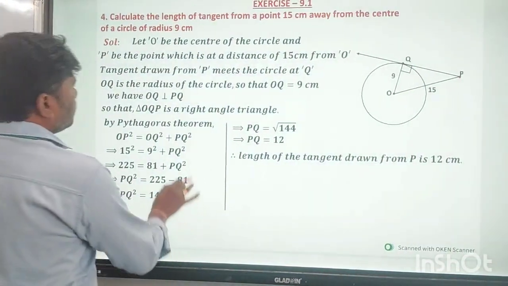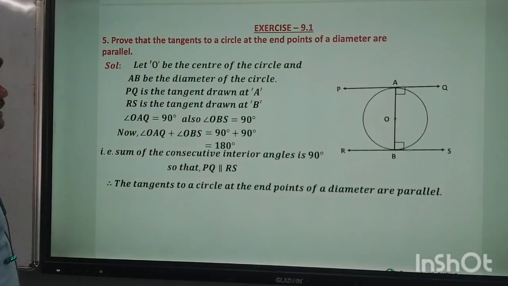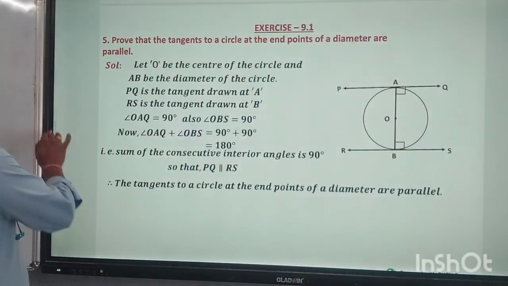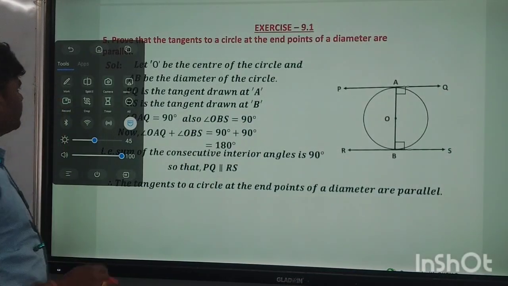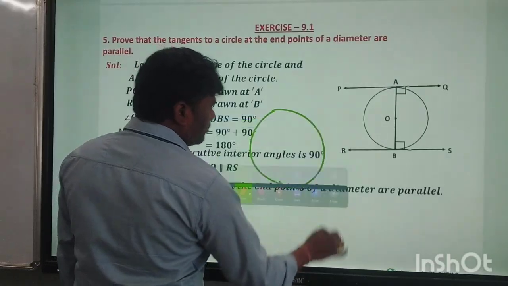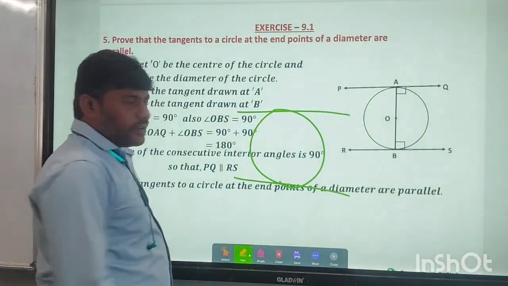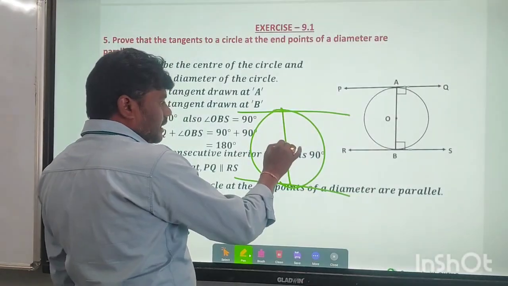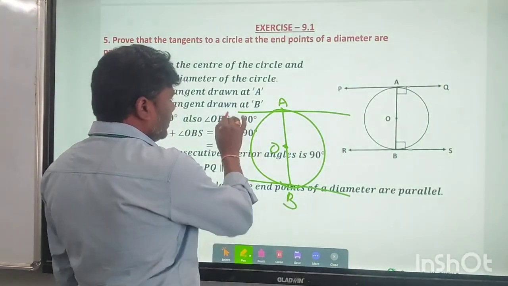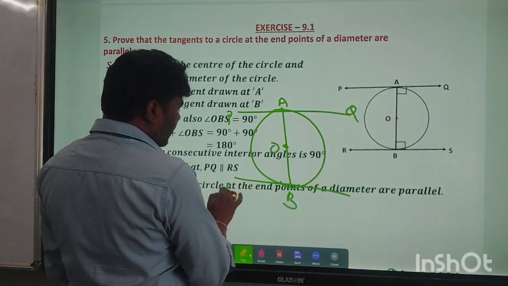Next question. Prove that the tangents to a circle at the end points of a diameter are parallel. Say, this is one circle. I am taking one tangent here and one tangent here. This is the diameter. This is center O, here A and here B. This is PQ and here RS.